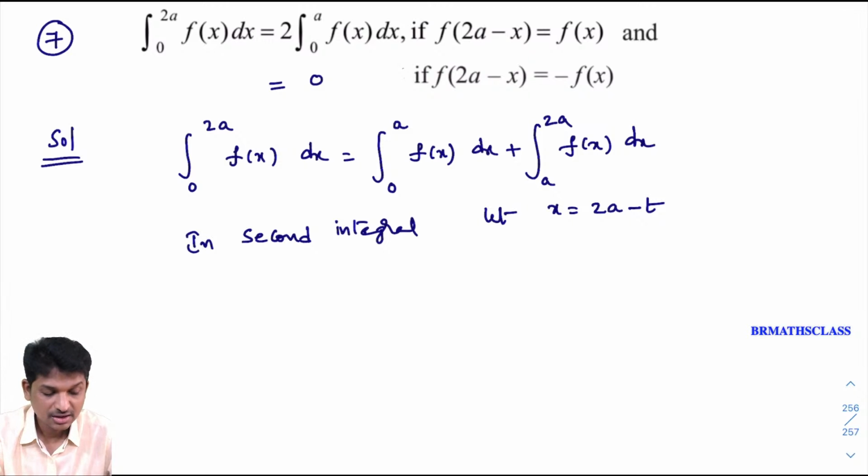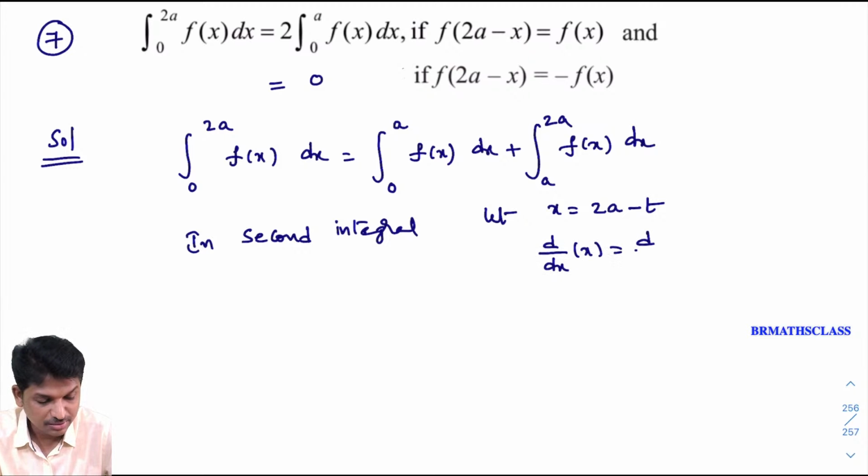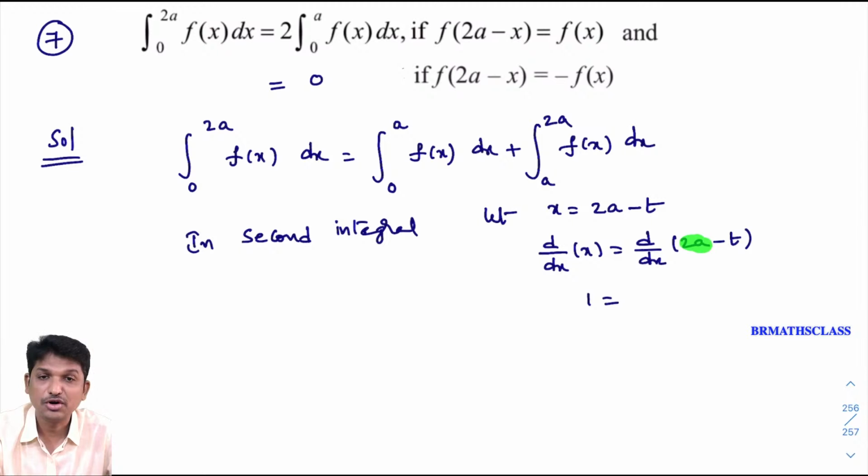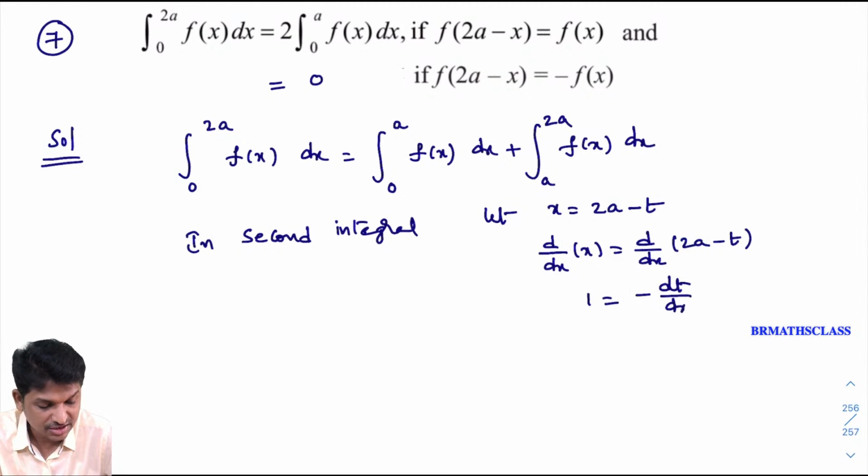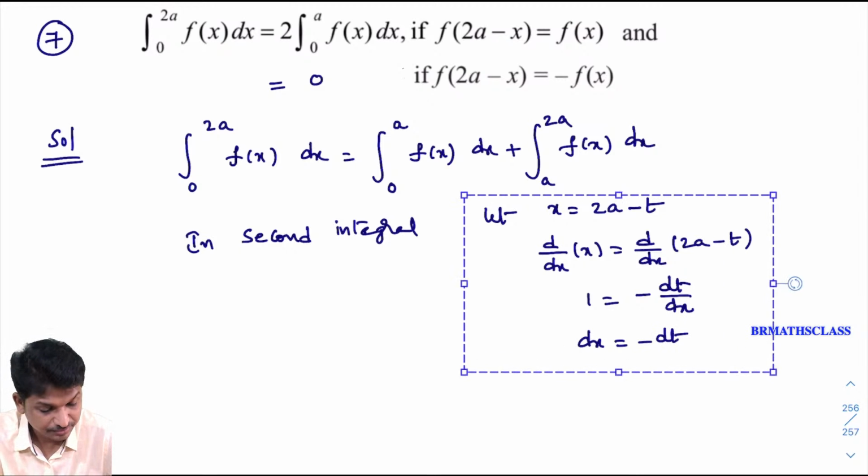Good, very good. So here I'll differentiate this with respect to x. d/dx of x equals d/dx of 2a minus t. What you will get: derivative of x with respect to x is 1, equal to d/dx of 2a, as 2a is constant, derivative of constant is 0, minus dt by dx. Derivative of t with respect to x is dt by dx. From this, what is dx? dx equals minus dt. Okay, this is the one point.